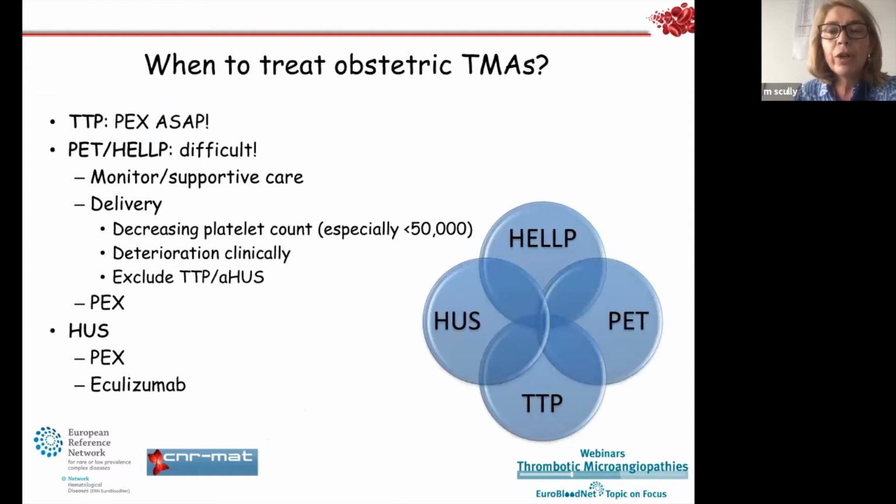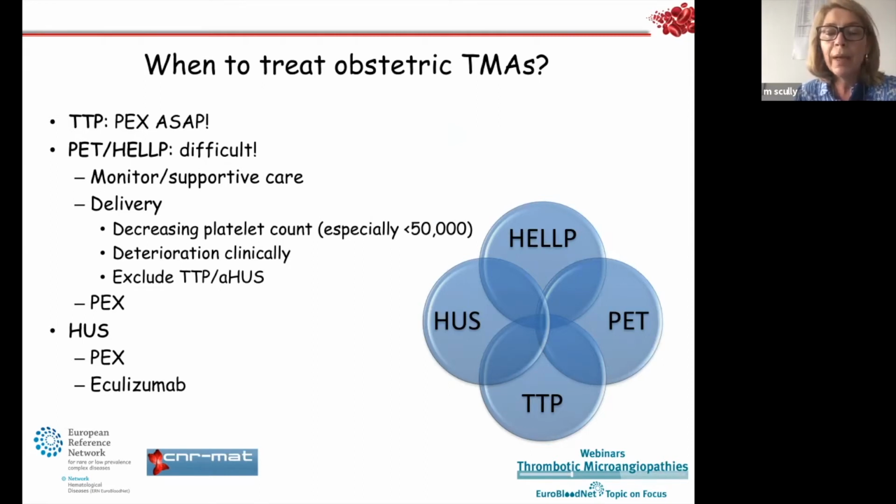So how do we treat these TMAs? If it looks like it is TTP, the mainstay of treatment is plasma exchange as soon as possible. With preeclampsia or HELLP, we need to ensure that patients are monitored and receive supportive care. And by that, I typically mean control of their blood pressure. The platelet count usually increases after delivery for both preeclampsia and HELLP, and typically this would be within 48 hours.